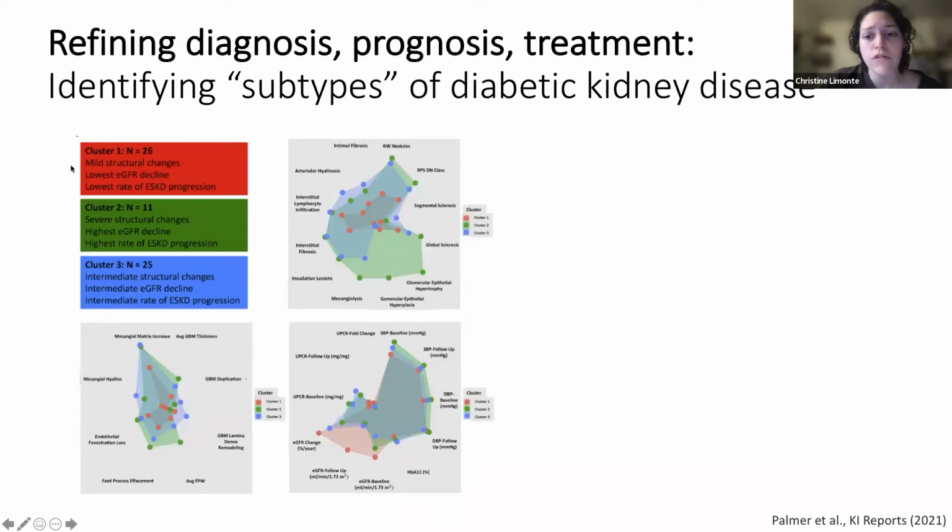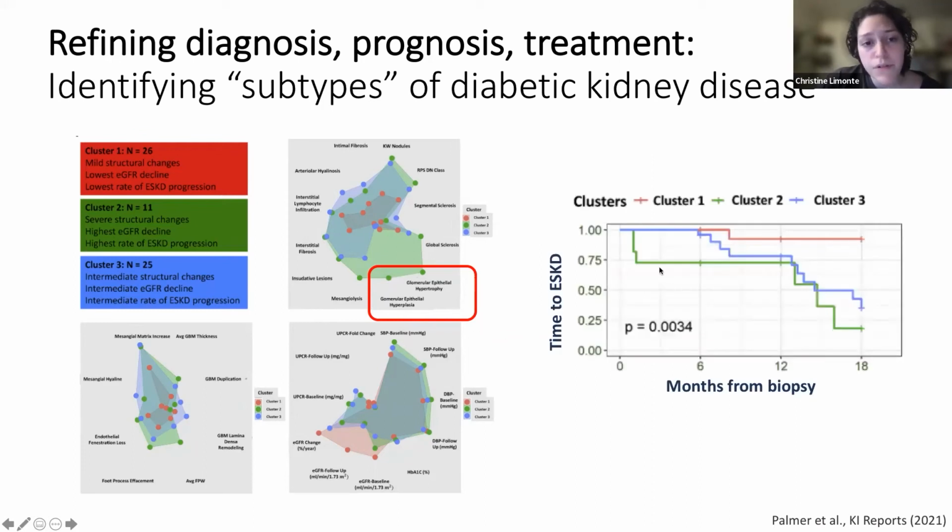Cluster 1 had mild structural changes and not much eGFR decline over time. Clusters 2 and 3 were pretty similar clinically. A lot of the points on the radar plot here kind of align, but had one main difference. The second cluster had more glomerular epithelial hypertrophy and hyperplasia. This group also had the most rapid progression to ESKD compared to the other clusters. So if you could use a biopsy to identify a disease subtype that has a distinct prognosis or maybe a response to specific treatment, that would be one way that biopsy is valuable.